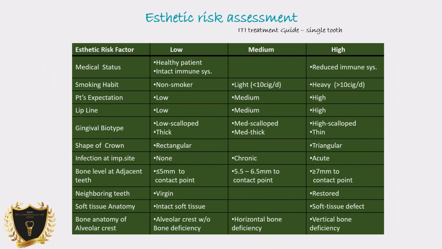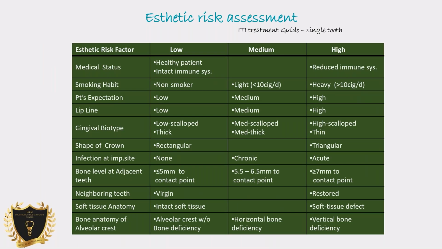This is a classical chart from the ITI treatment guide, and it has been there for 20-plus years. It's the aesthetic risk assessment, especially in aesthetic cases in the anterior zone. I personally still look at it. This is a beautiful chart that gives you a great idea of what's going on. Take the aesthetic risk factor: somebody who is healthy and has everything perfect is low risk. But somebody who comes in as a chain smoker, uncontrolled diabetic with poor oral hygiene is high risk.